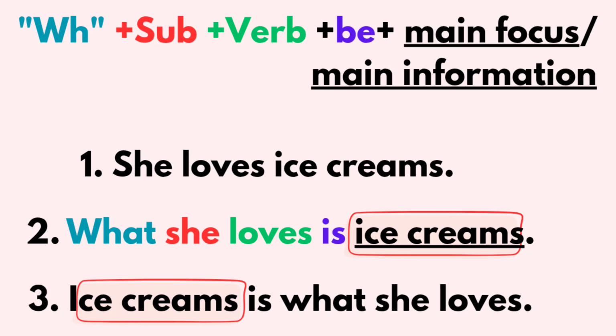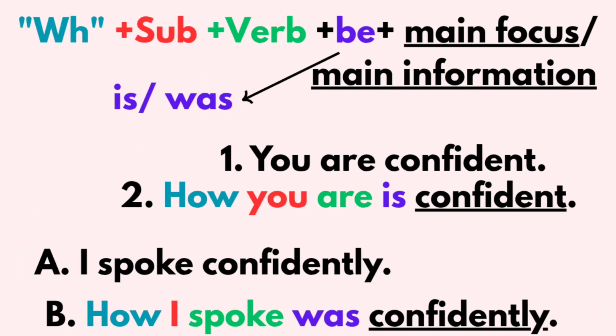We'll see the final example. Another example. You are confident. How you are is confident. I follow the structure. I have used how, a WH form word, after that the subject you and verb are, after that the be form that is, and the main focus is on confident. You are confident. How you are is confident. I spoke confidently. How I spoke was confidently.